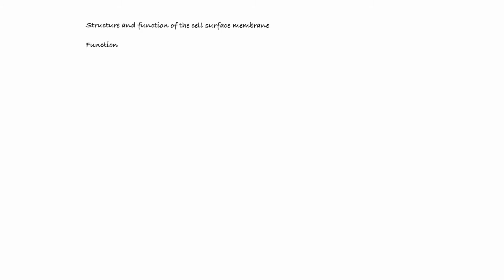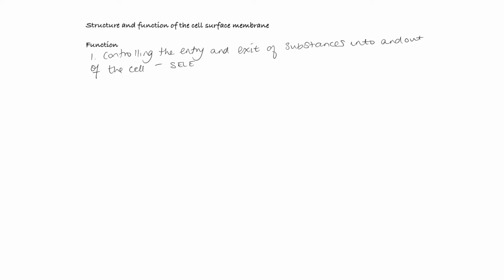Number 1. It acts as a selectively permeable membrane, controlling the entry and exit of substances into and out of the cell. It allows small, non-polar molecules to travel readily across the phospholipid bilayer, and it contains transport proteins to allow larger or water-soluble molecules to travel across. This can either be by facilitated diffusion or by active transport. You'll learn a little bit more about facilitated diffusion and active transport later on.